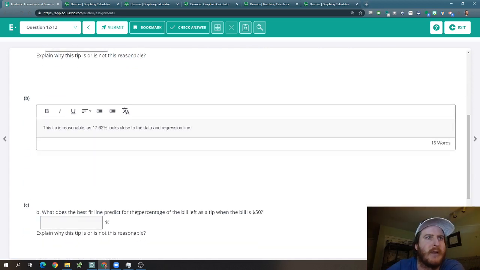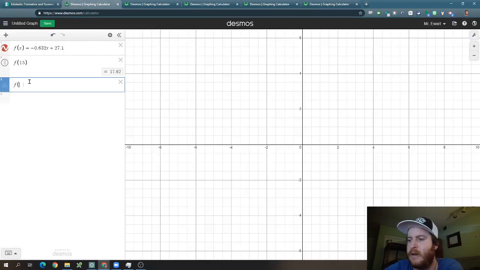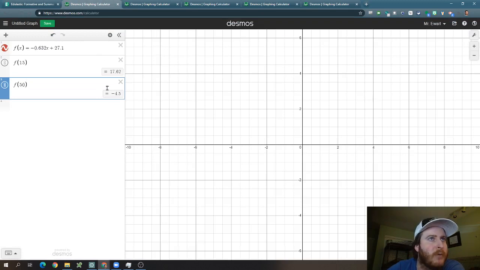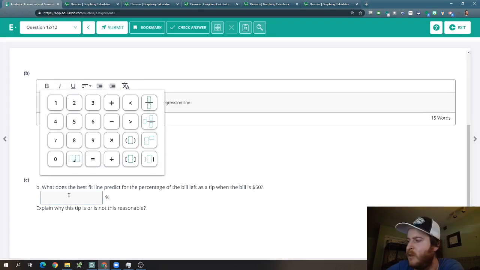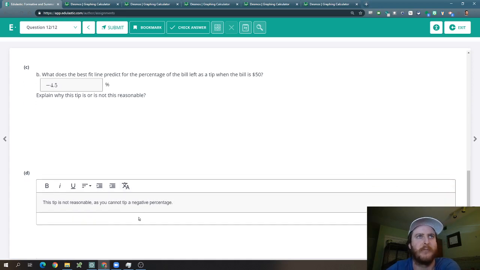What does the best fit line predict for the bill when the bill is $50? Okay, so f of 50, we got negative 4.5%. We're still going to put that as an answer. It doesn't really make sense to have a negative percentage. And so I'll say, this tip is not reasonable as you cannot tip a negative percentage. And if you wanted to add, this was a very big extrapolation, which sometimes doesn't work, you could add that as well.